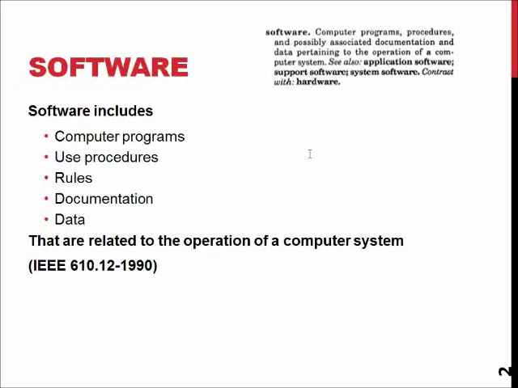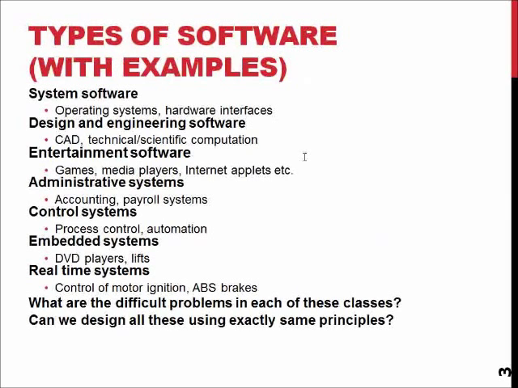So, this is a rather generic definition, and it's not really that helpful, because if we consider all the other actual projects and things that are software, we come up with a huge list of different stuff like here. For example, software systems, operating systems, hardware interfaces are really complicated pieces of software when compared against things like media players or internet applets or games and stuff like that.